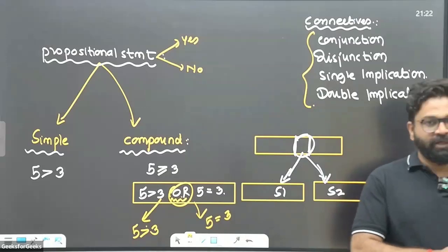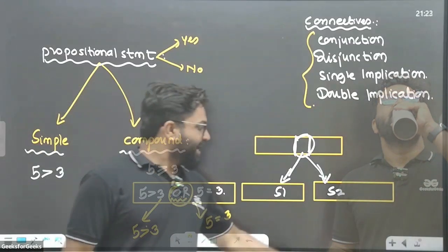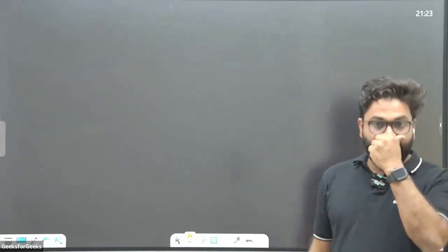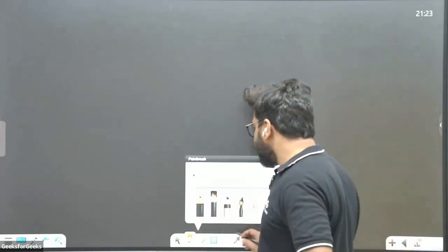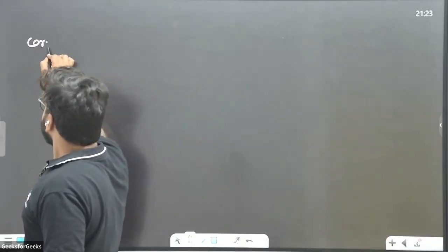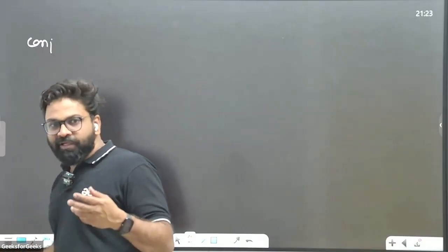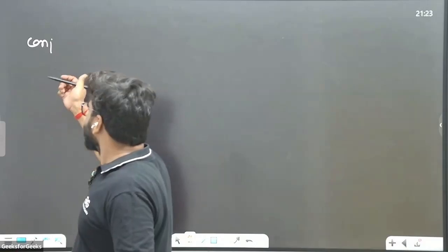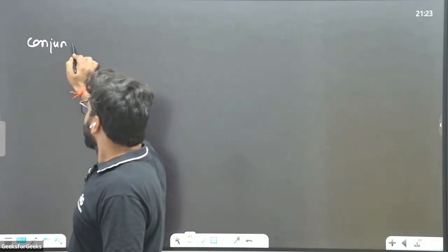Please let me know if there is any doubt, then I'll move on. So we have different types of connectives. Now let's talk about what exactly these different types of connectives are. The first one is conjunction. Everybody knows about it. I'm just giving a little bit of a brush up on this, and then we'll start the actual logic.